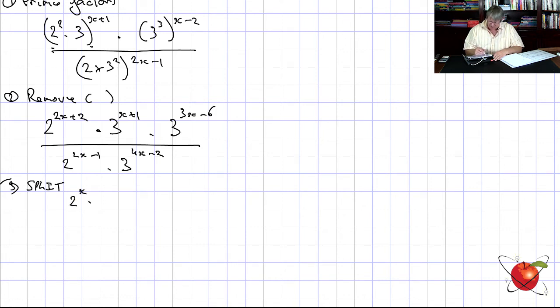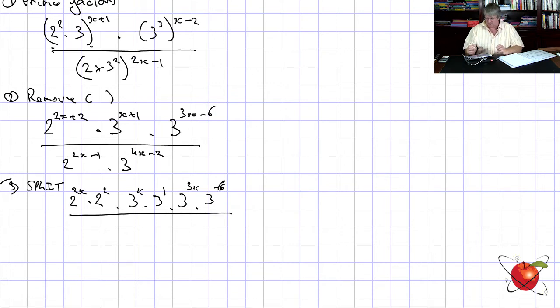2 to the power of 2x, 2 to the power of 2, 3 to the power of x, 3 to the power of 1, times 3 to the power of 3x, 3 to the minus 6, all over 2 to the power of 2x, 2 to the minus 1, 3 to the 4x, and 3 to the minus 2. Let me make that minus 6 clear. Okay? I split them there, right?